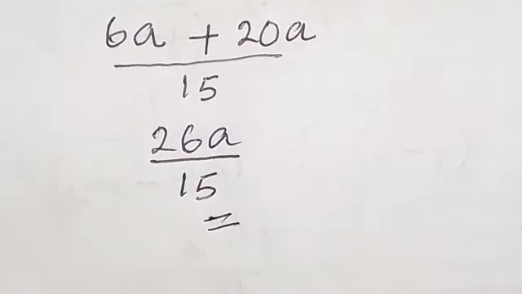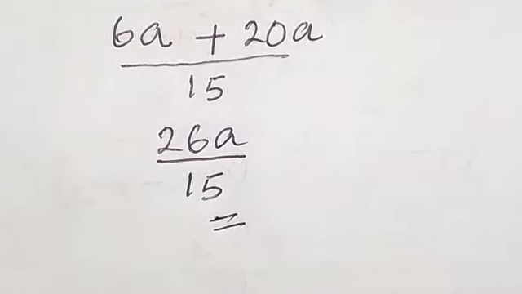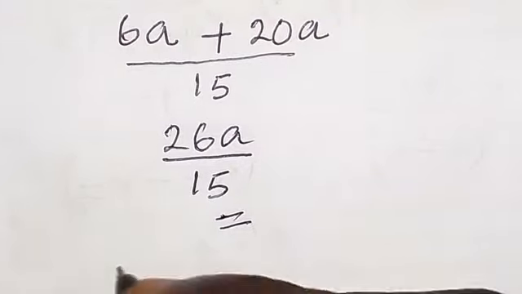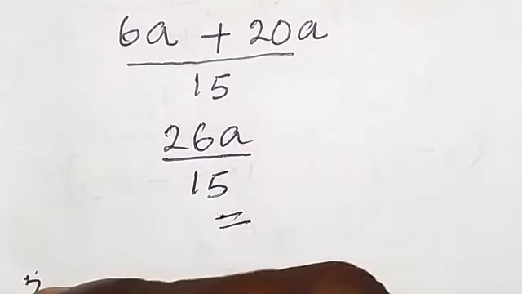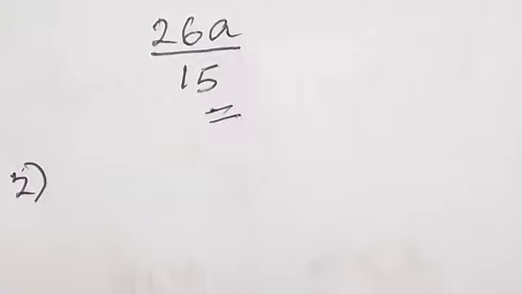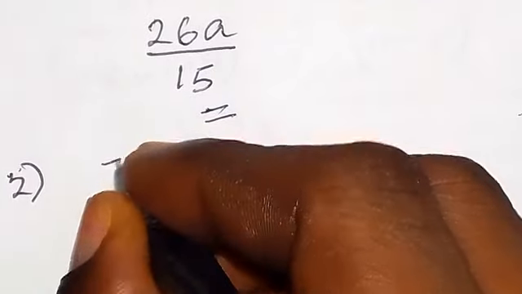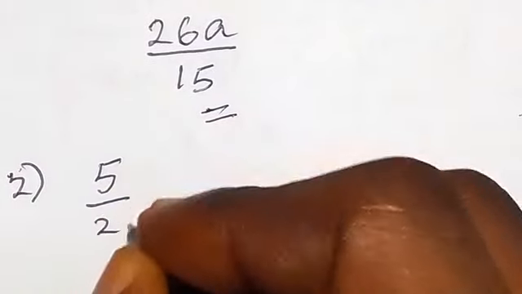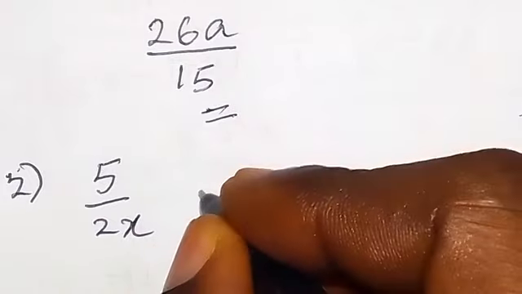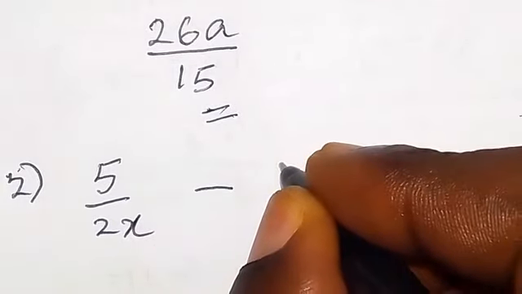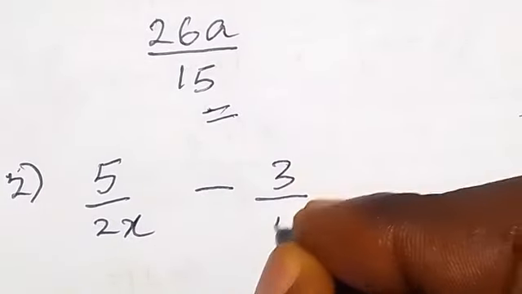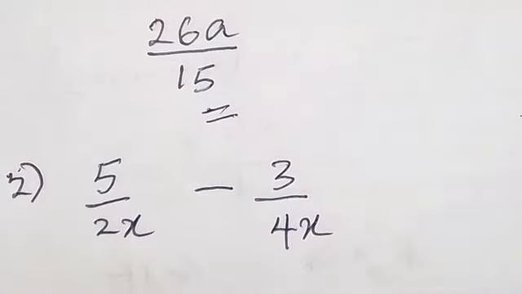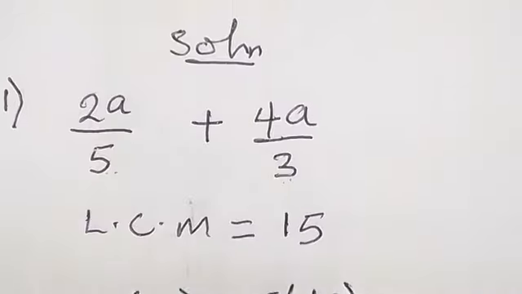Then number 2 question also, we are given 5 over 2x. Number 2, we are given 5 divided by 2x. Then minus 3 divided by 4x. So that's what we are given in number 2 question there.